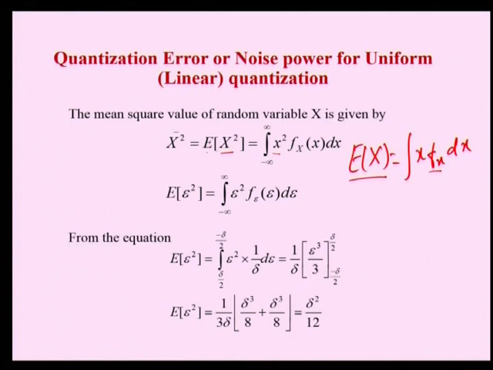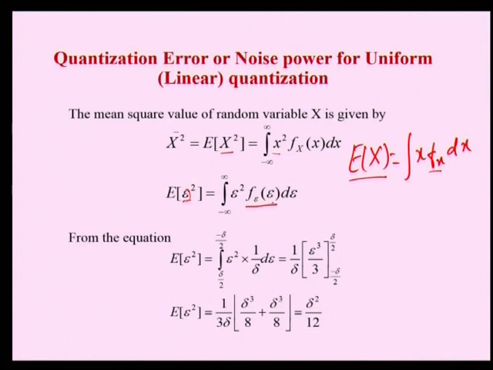So, you see here E of x is the mean of x, and this is the mean of the squared x. This mean square value gives the power, that is the power of x, and here the power of epsilon. Since epsilon is a noise, the expectation of epsilon square gives the noise power. So, the expectation of epsilon square is given as the integral of epsilon square f epsilon of epsilon d epsilon.